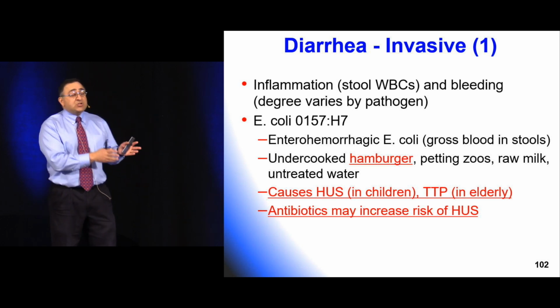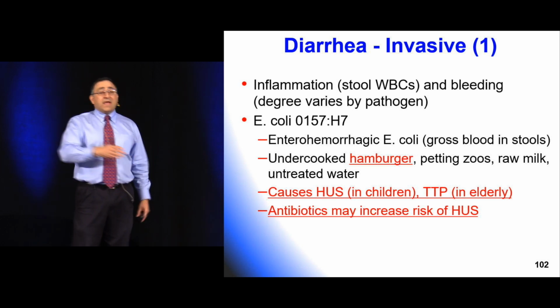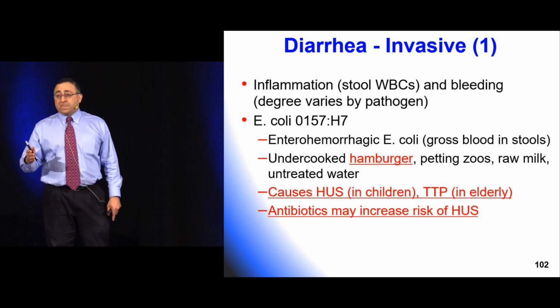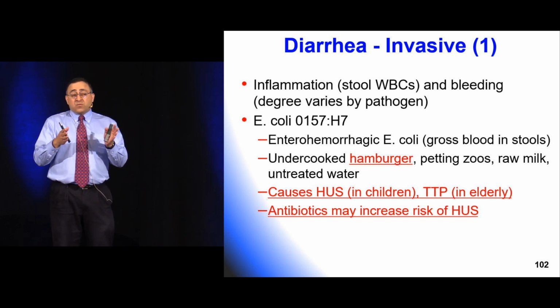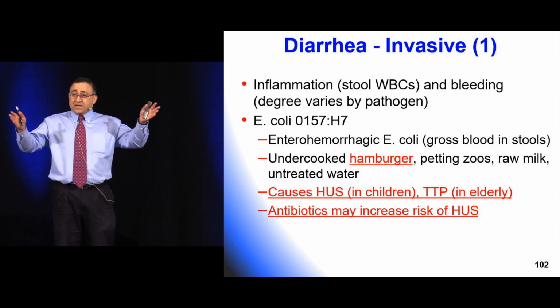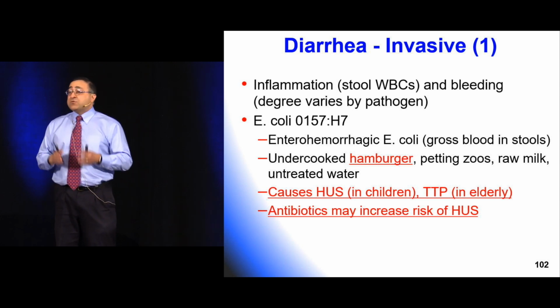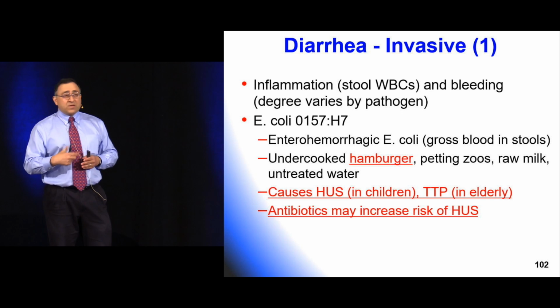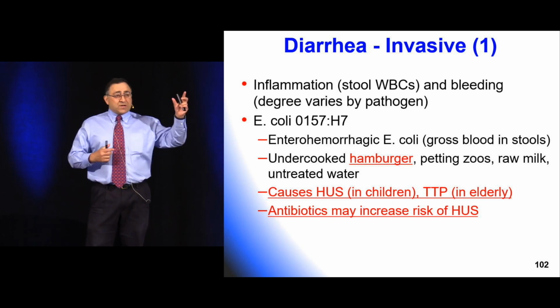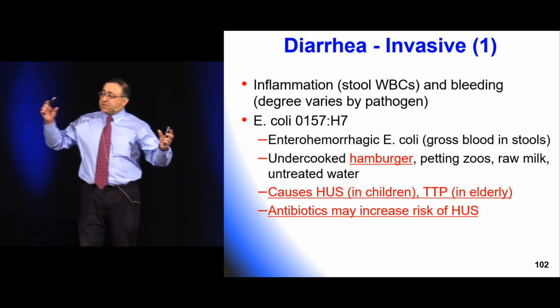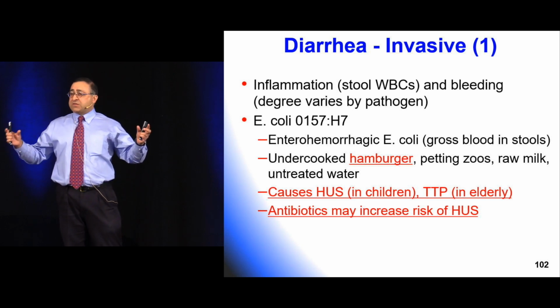Young kids can get HUS, hemolytic uremic syndrome, elderly can get TTP. Now, in reality, young, otherwise healthy adults, most everybody here, you probably just suffer a little bit and do okay. All right, bloody diarrhea, you feel rotten, but the HUS generally is in really young, TTP really in much older patients.